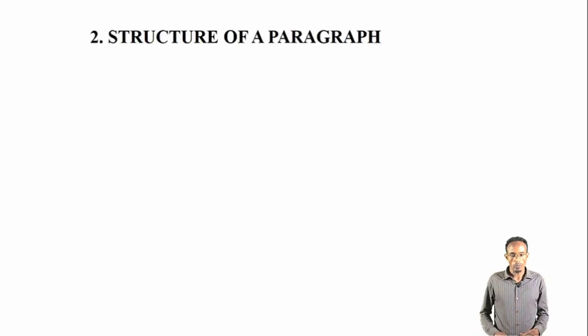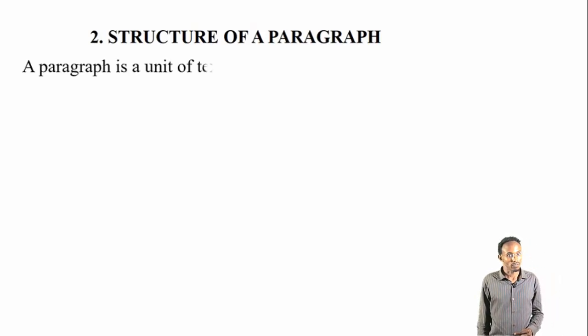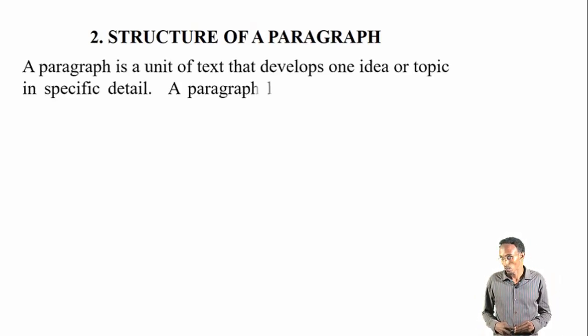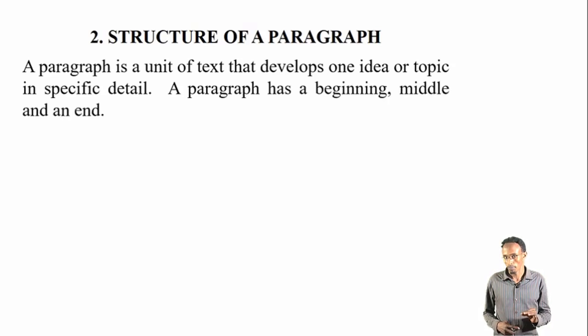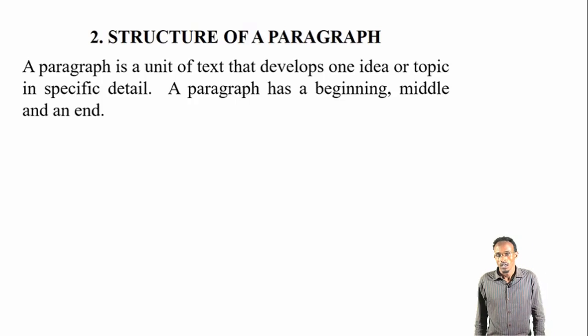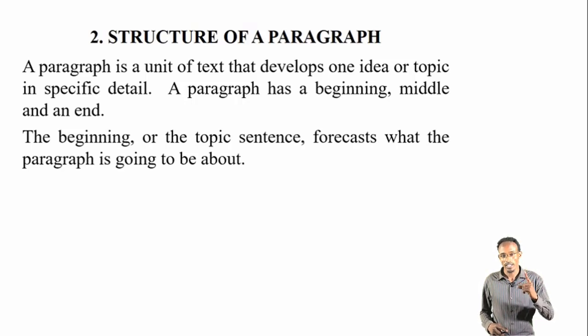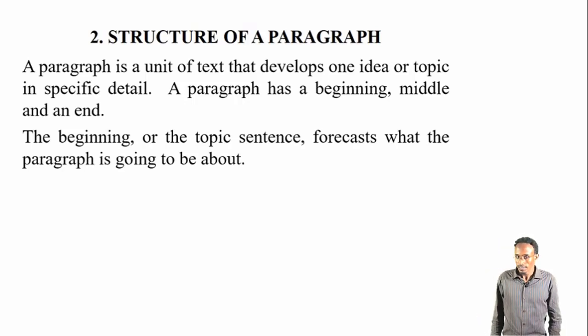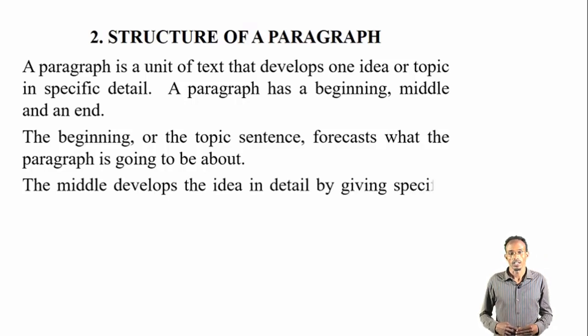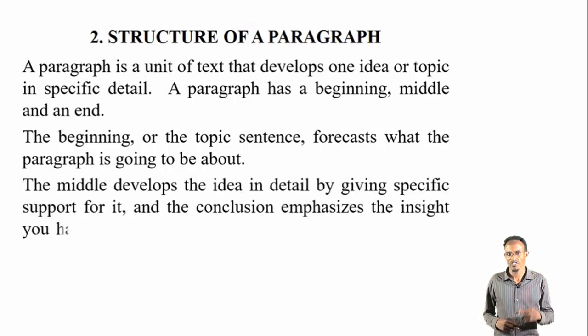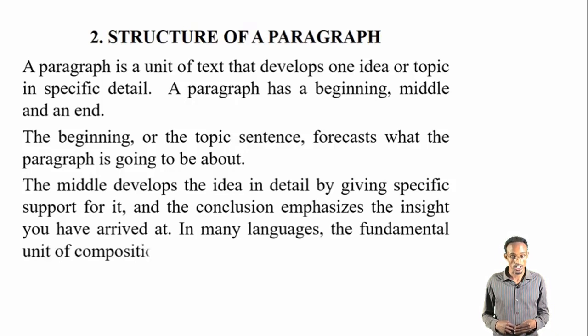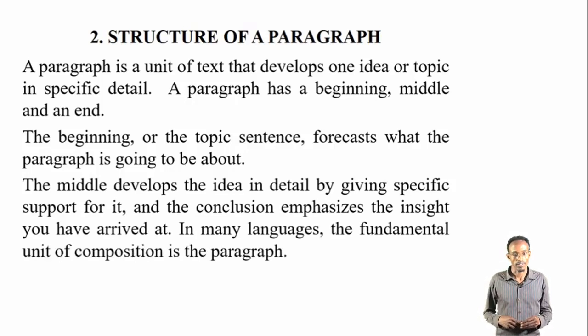So when we come to the structure of the paragraph, a paragraph is a unit of a text that develops one main idea or topic in specific detail. A paragraph has a beginning, middle, and end. The topic sentence at the beginning forecasts what the paragraph is going to be about. The middle develops the idea in detail by giving specific support for it. And the conclusion emphasizes the insight you have arrived at.